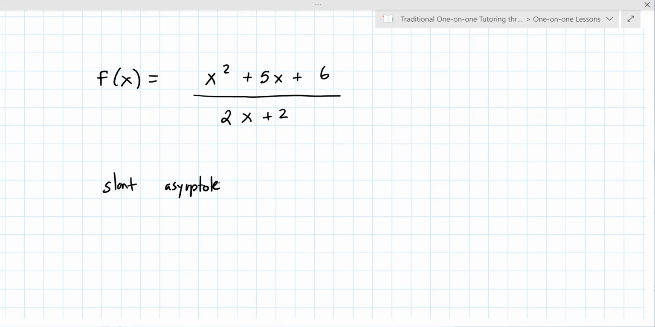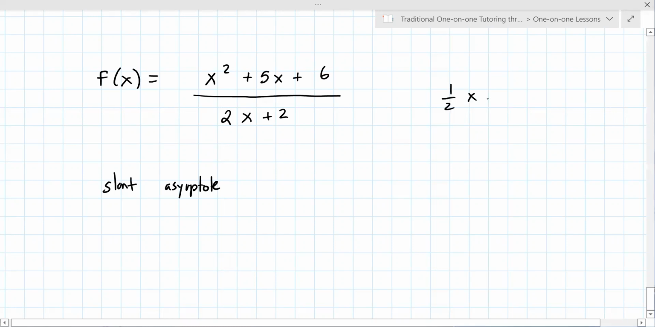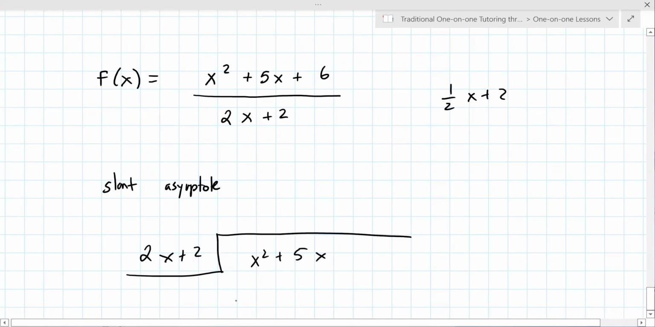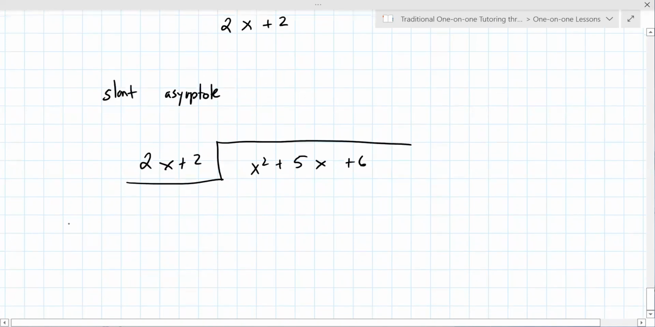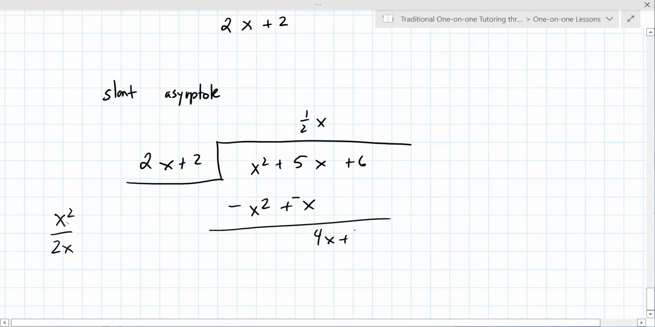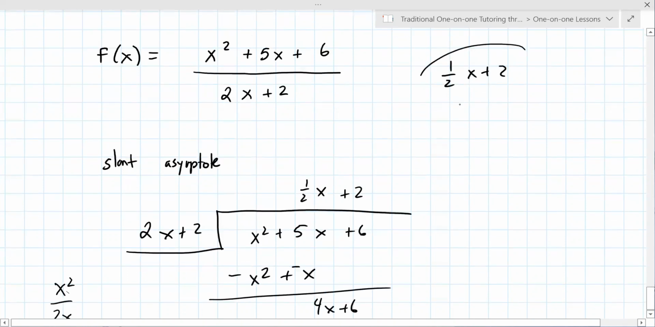I got 1/2 x plus 2. All right, let me take a look here. That sounds pretty good. Did you take x squared and divide it by 2x to figure out what goes on top? Yeah. Okay, very good. So it's 1/2 x, and that gives you x squared plus x, change the signs, 4x plus 6. So you get plus 2. I think that's what you said. Yeah, perfect. All right, very good.